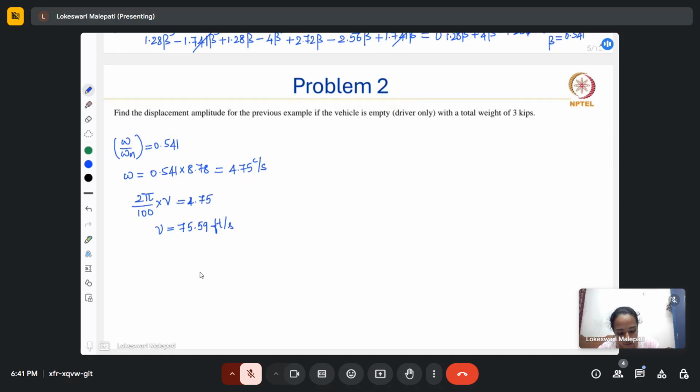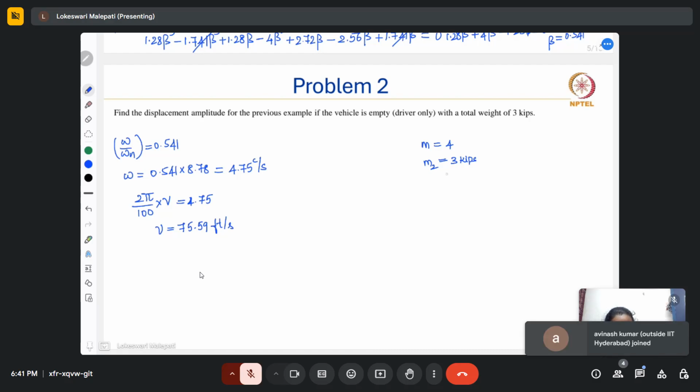Find the displacement amplitude for the previous example if the vehicle is empty with a total weight of 3 kips. So previously the mass was given as 4 kips. Now the mass is changed to 3 kips. So for this mass, they're asking us to recalculate the total displacement amplitude.